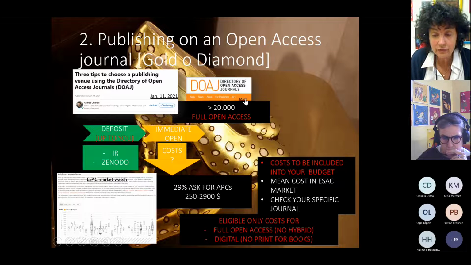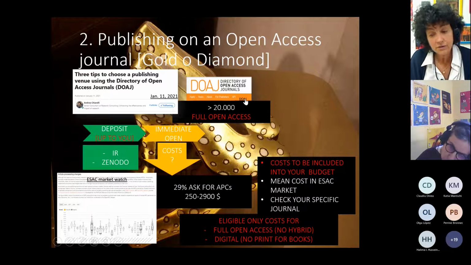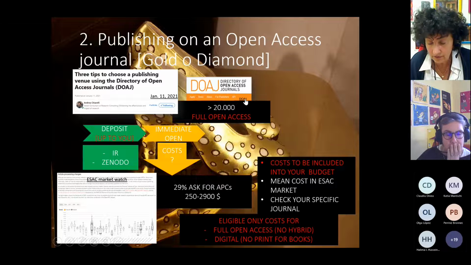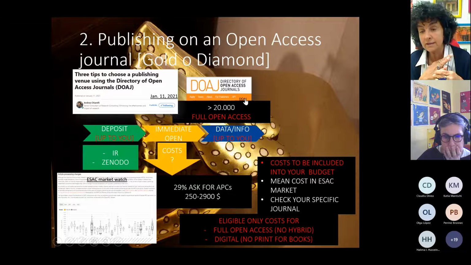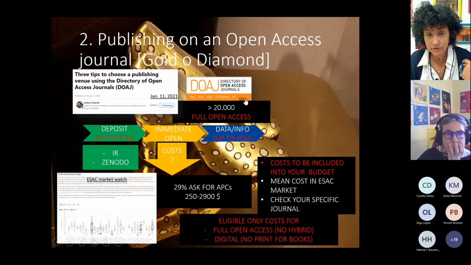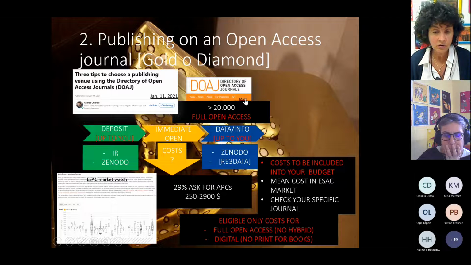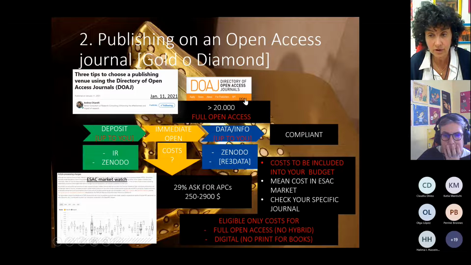Eligible costs are for no hybrid journal, as I was saying, and also if you are publishing a book, it's just for digital books because open access is supposed to be digital, okay? So no cost for print is reimbursed. And then third step, you have to give all the data and all the information needed to validate and replicate your result. Again, it's up to you, again, in Zenodo or in a data repository, which you will find in Re3Data. Again, please refer to the previous lessons for all the tools. And then you are compliant.